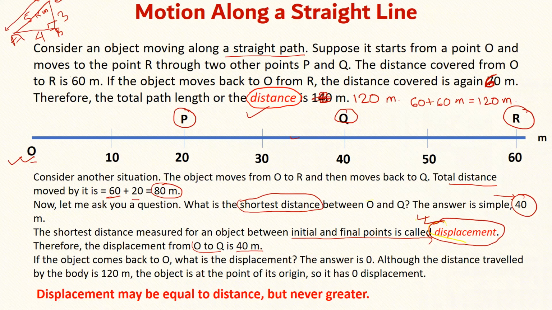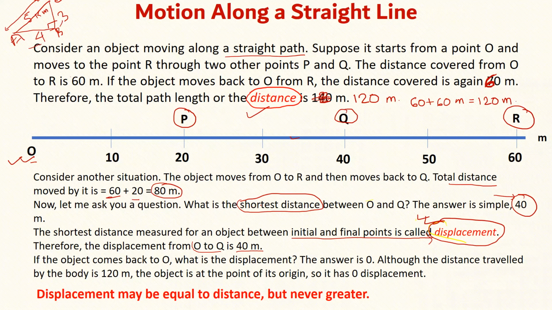So total distance is the total path covered. For example, in this case, total path covered is 4 plus 3 equal to 7 kilometers. But displacement is the shortest distance between the initial and final points. That is the 5 kilometers. Here also, O to R is 60 meters, R to Q is 20 meters. So 80 meters is the distance, but the displacement between O to Q is 40 meters. So that is the displacement.